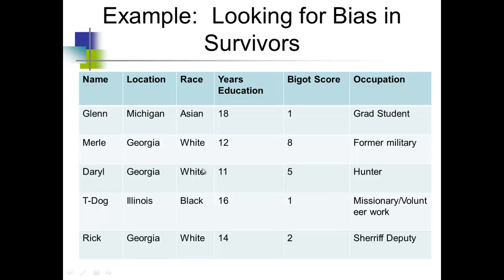So let's look at the other end of the spectrum, people with the lowest bigot scores. We have Glenn and T-Dog. Glenn and T-Dog are both minorities. T-Dog's black, Glenn's Asian. They also have two of the highest levels of education, 18 years and 16 years. And they're both from the north. Maybe this is a northern thing versus a southern thing, okay? So basically, this is what social science is: we are constantly looking for the relationships between a variable of interest and other variables that might explain that variable of interest.